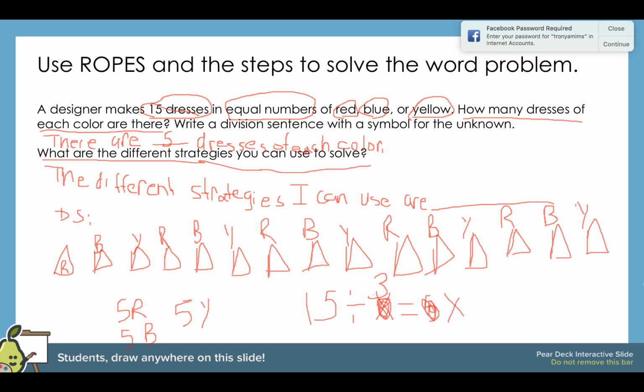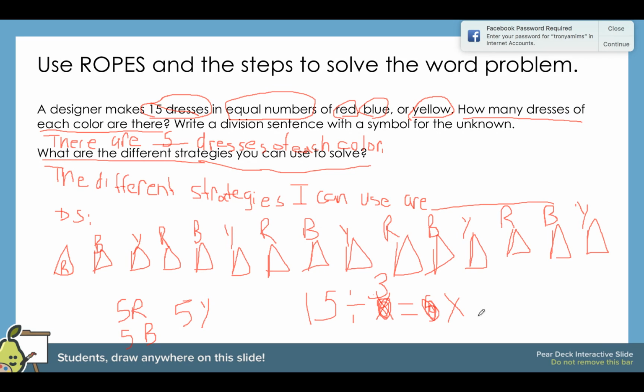So we had 15 dresses total, and then we had a group of 3, which is your red dresses, your blue dresses, and your yellow dresses. So we had 3 groups, and then we had to find out the number that's in each group. So 15 divided by 3 equals X. And so we know that X equals 5.